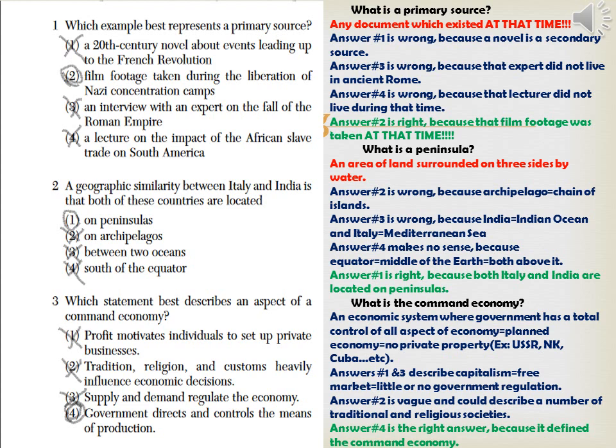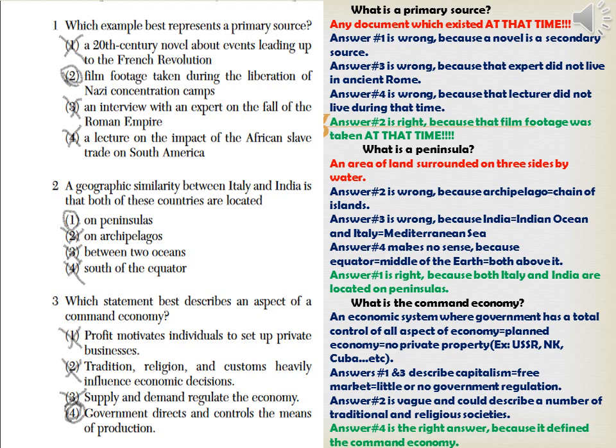It's that easy. Answer number 4 is wrong because it makes absolutely no sense. If you've seen the map, the equator is in the middle of the earth. It's like a line that runs through the middle of the earth, and both of these countries are above it. And answer number 1 is right because both Italy and India are located on peninsulas. They're surrounded by water on 3 sides.